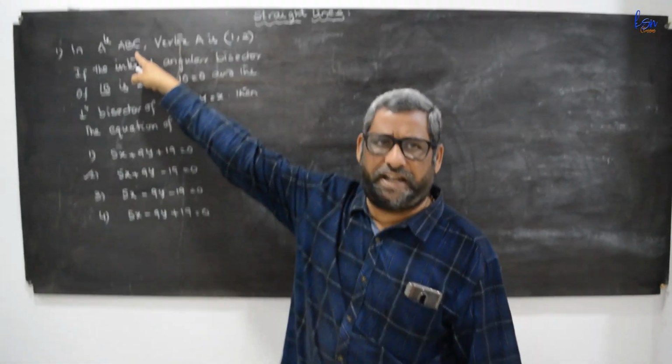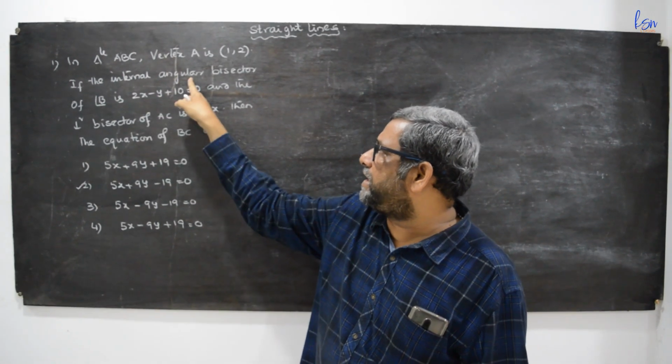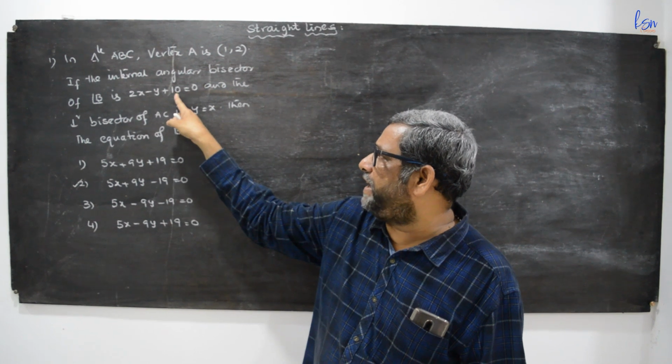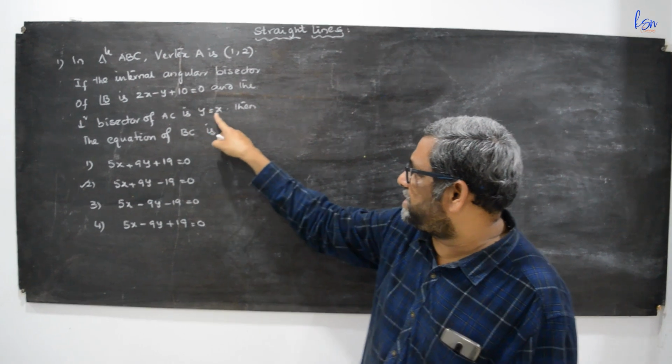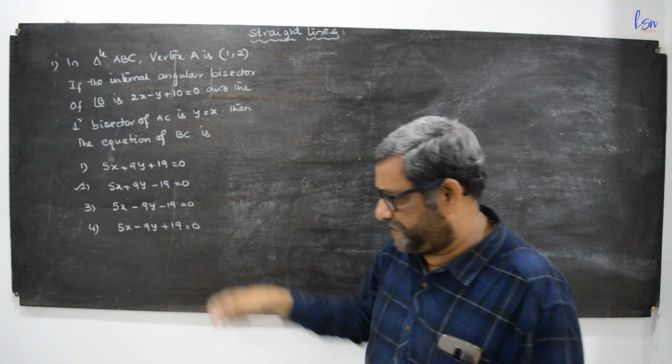Hi students, today we will discuss a few problems on straight lines, which is one of the important topics at the IIT JEE level. In triangle ABC, vertex A is (1, 2). If the internal angular bisector of angle B is 2x minus y plus 10 equals 0 and the perpendicular bisector of AC is y equals x, then the equation of BC is.